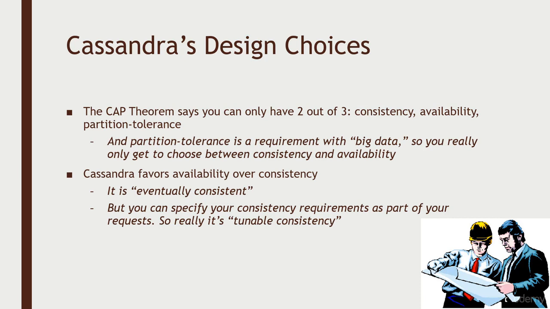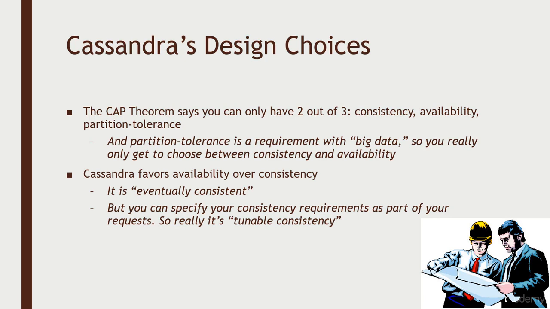So like we said, it's eventually consistent. If you write something into Cassandra, you might not get that value back right away because it might take a few seconds to actually propagate that change throughout the entire cluster. So if you're okay with that, Cassandra can offer you the choice of being more available in exchange for being less consistent.